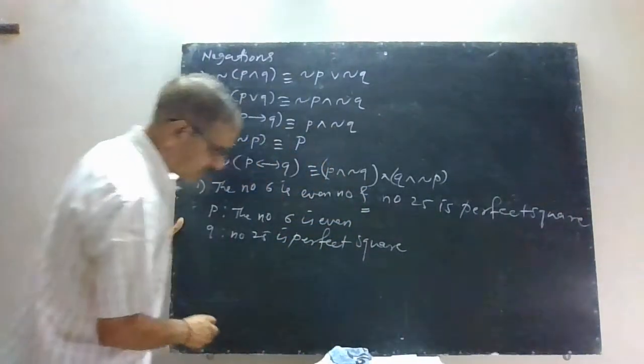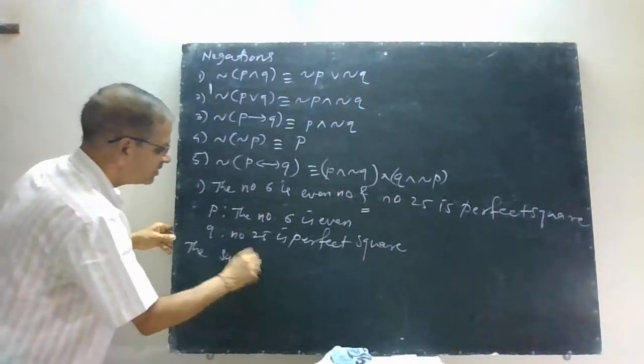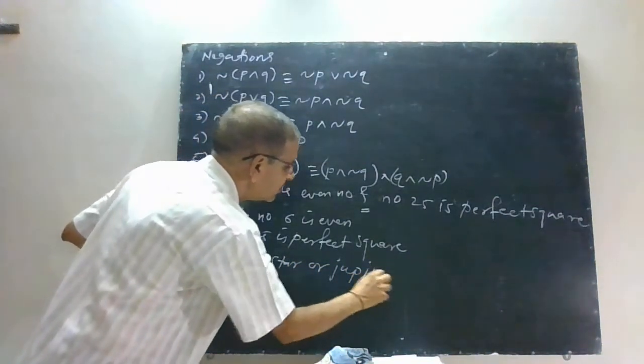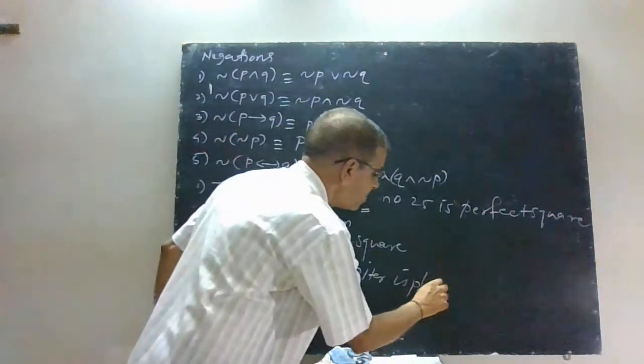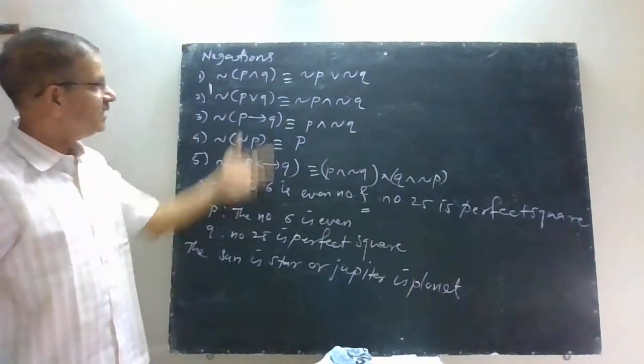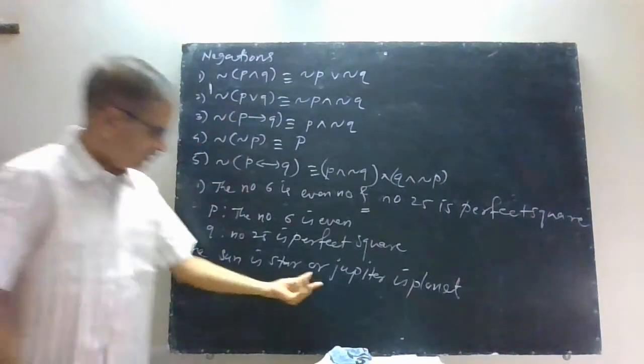The sun is a star or Jupiter is a planet. Now you have to first identify which type of statement it is. It is a statement of the type disjunction, that is "or", because it is given with "or".